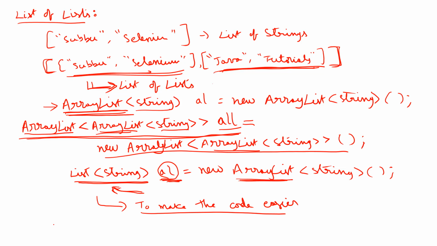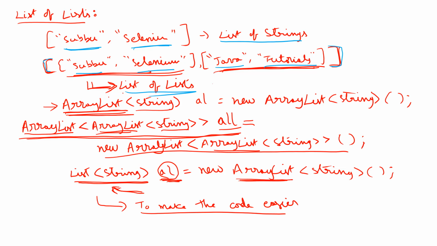So list of lists, how to create a list of lists? Normally, let's say we have a list here. So the list is Subbu Selenium. So this is a list of strings. This is one list. But let's say I have two lists. One is Subbu Selenium and another one is Java tutorials. And these two lists are in another list. So this is a list of lists.